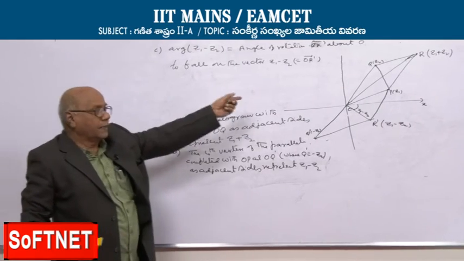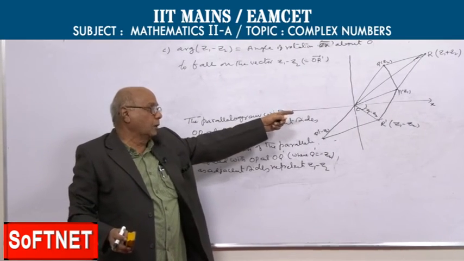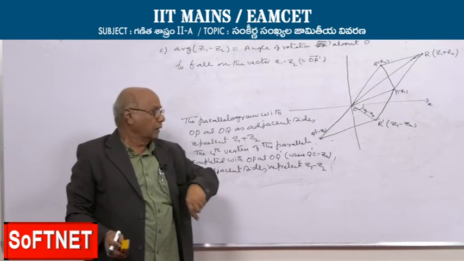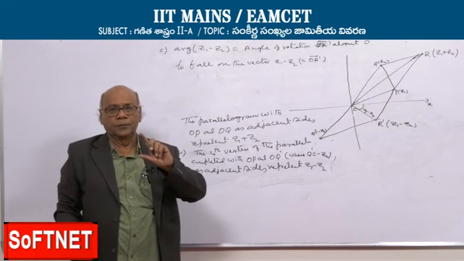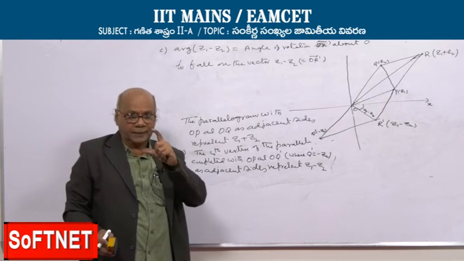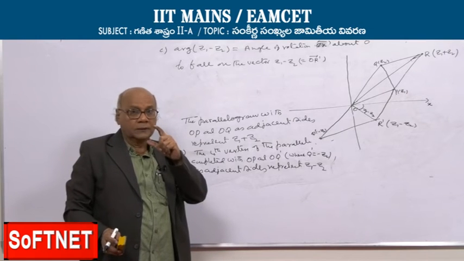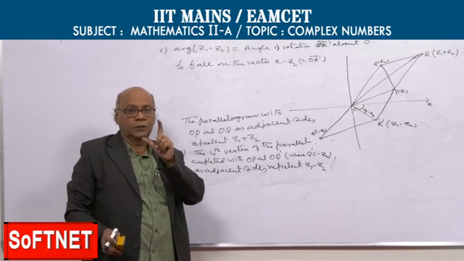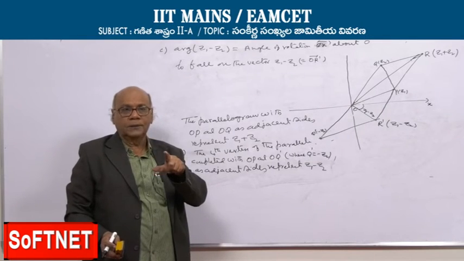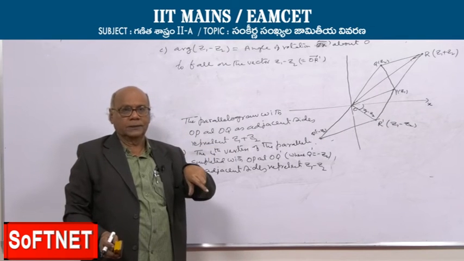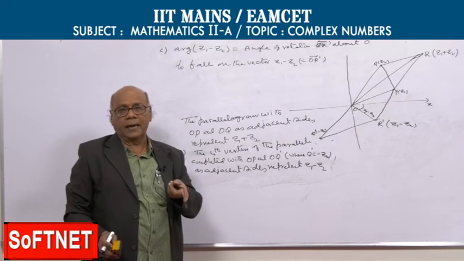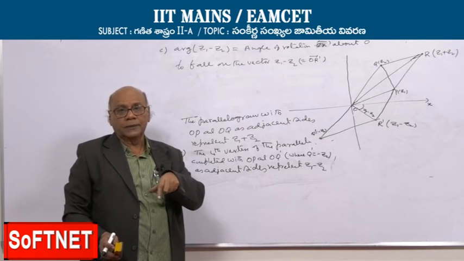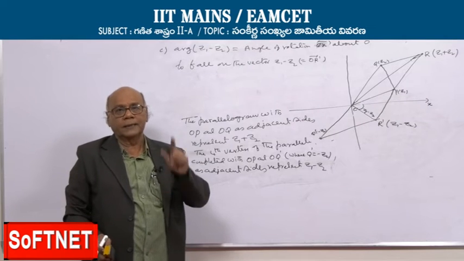See, if the rotation is anticlockwise, then we consider it as positive. If the rotation is clockwise, then you will consider it as negative. The main difference between vectors and complex numbers, this is a very subtle point: there is no clock sense and anti-clock sense for the angle between two vectors. But in complex numbers, there is clock sense and anti-clock sense. So if you take the angle in the anticlockwise sense, we consider it as positive. If you rotate in the clock sense, we take it as negative.